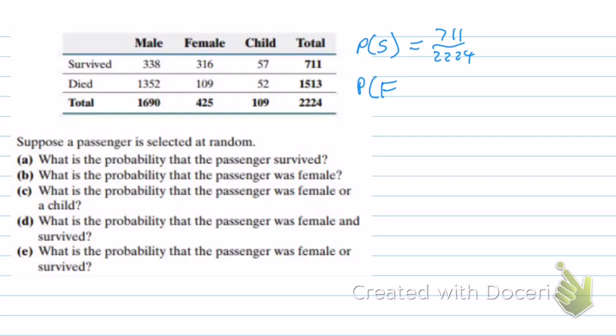Well, I look at females. I look at the total. And I've got 425 out of 2224. Again, reduce it if you can. Make it a decimal, depending on what the problem asks you to do. Am I going too fast?